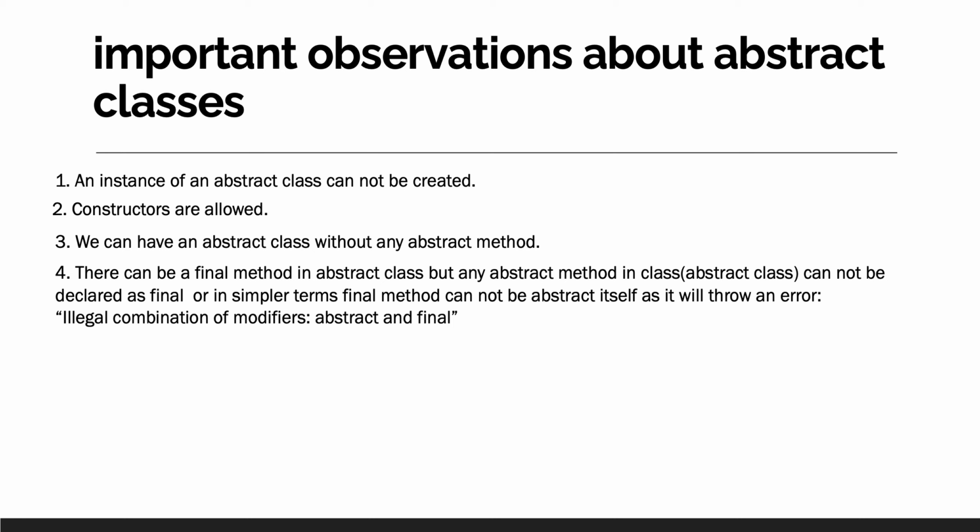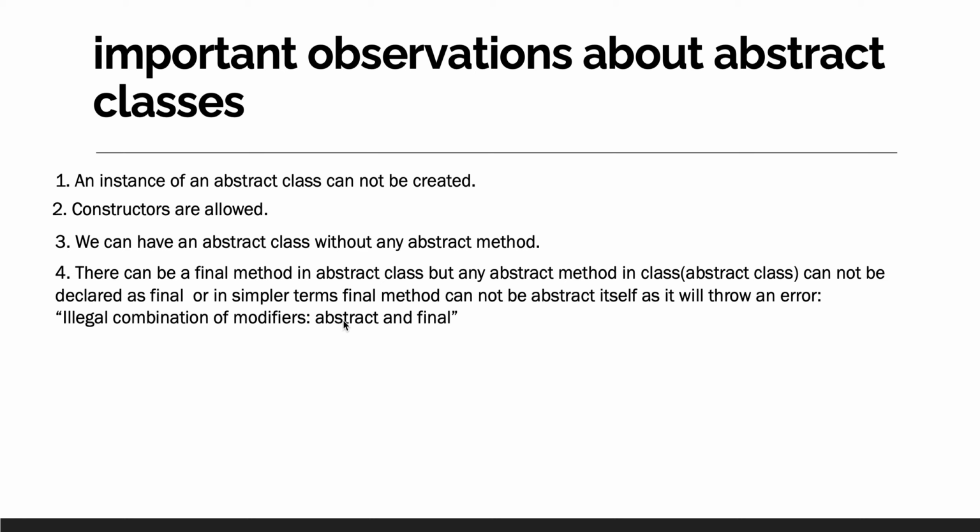Fourth point, there can be a final method in an abstract class, but any abstract method in an abstract class cannot be declared as final. Why? Because we know that a final class means no other class can extend that class, right? But in the case of an abstract class we want it to be extended by the subclasses, which implement all the abstract methods, and then you can create the subclass instance and access the methods, right? That's why an abstract method cannot be declared as final, or in simpler terms a final method cannot be abstract itself, as it will throw an exception like illegal combination of modifiers.